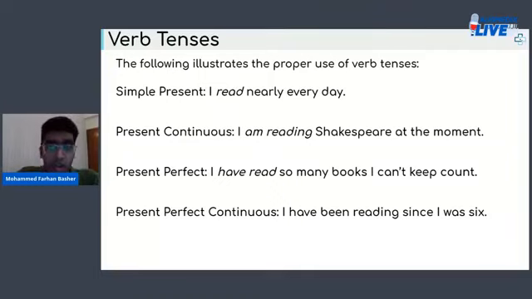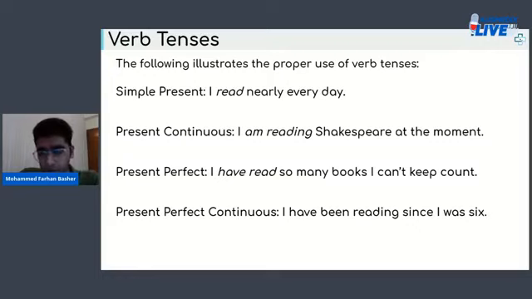Now, the present perfect continuous tense, the same. Only in this case, you talk of the action in the continuous form, such as, I have been reading since I was 6. Now, follow this. I have been reading since I was 6. So there is some specification to the use of the present perfect continuous tense.